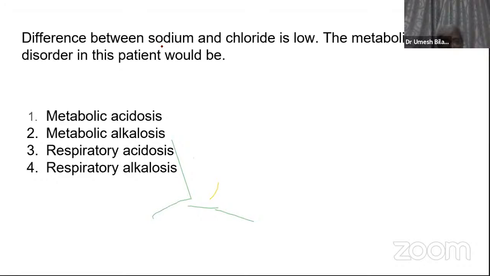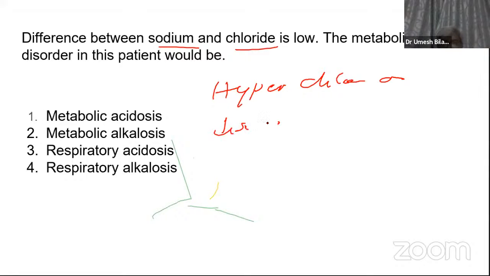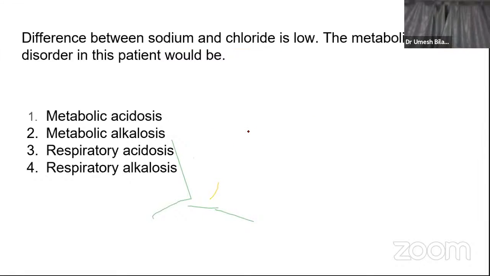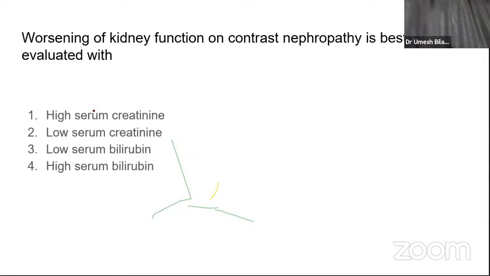So if the sodium and chloride values difference is less, it suggests hyperchloremic acidosis or non-increased anion gap acidosis. The anion gap is not increased, don't call it decreased. Otherwise, non-anion gap acidosis also we can call. So this is the right answer, metabolic acidosis. Worsening of kidney function and contrast nephropathy is best evaluated with.